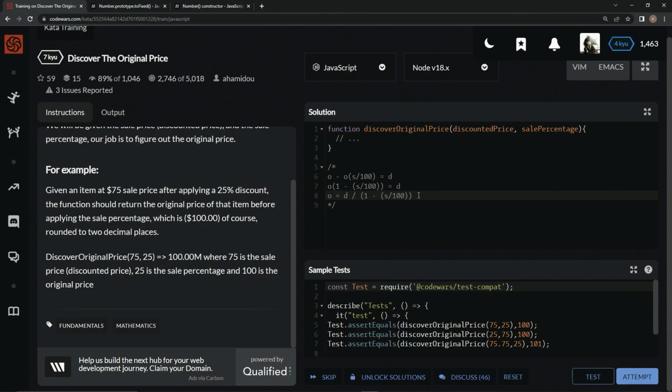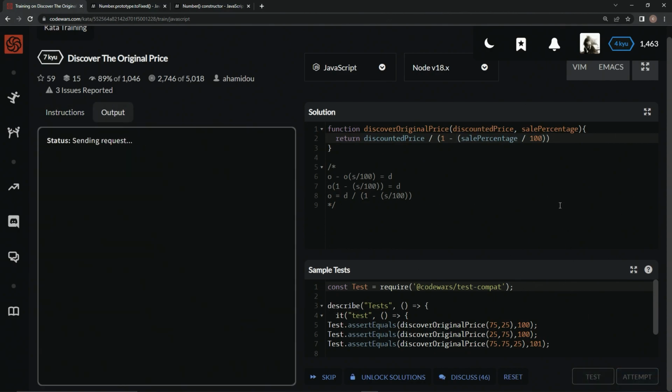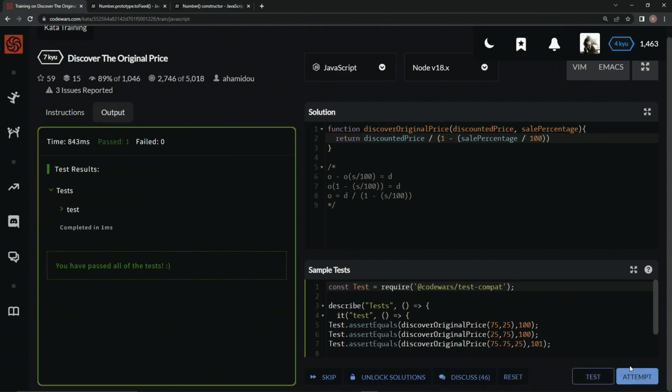All right? And then after that, let's get that started first. First, we'll just say right here, return discounted price divided by 1 minus sale percentage over 100, right? So let's test that out. Looks good. Attempt it.